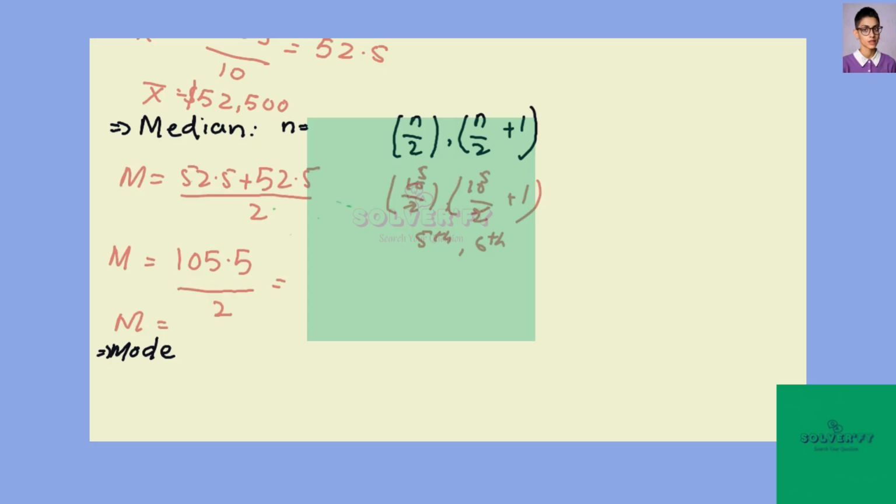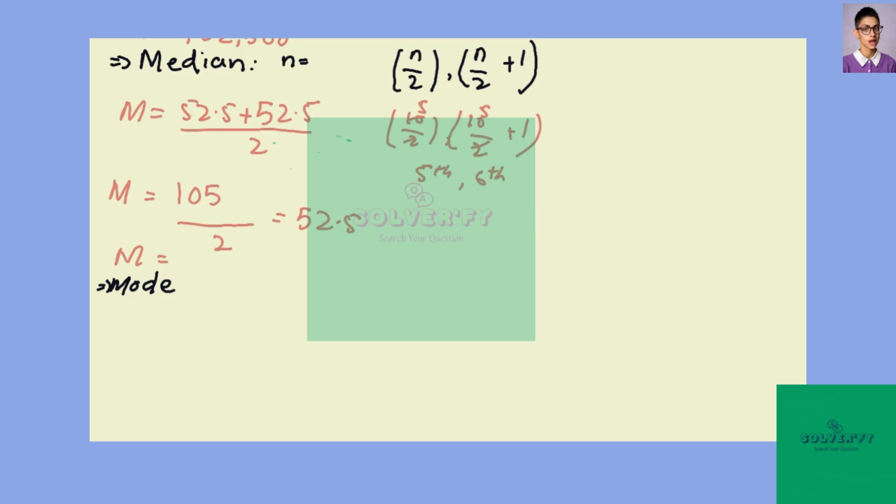Sorry, this is not point 0.5. As we add this 2 point, we get 10 and 1 is carry, so it is 105 divided by 2, that is 52.5. So the median will be $52,500.